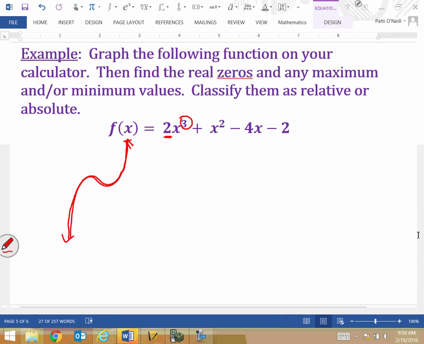We know that the graph might turn at most twice because we go one value lower than the degree. So we might have 2 turning points, and we might have a total of 3 zeros because the degree is 3.